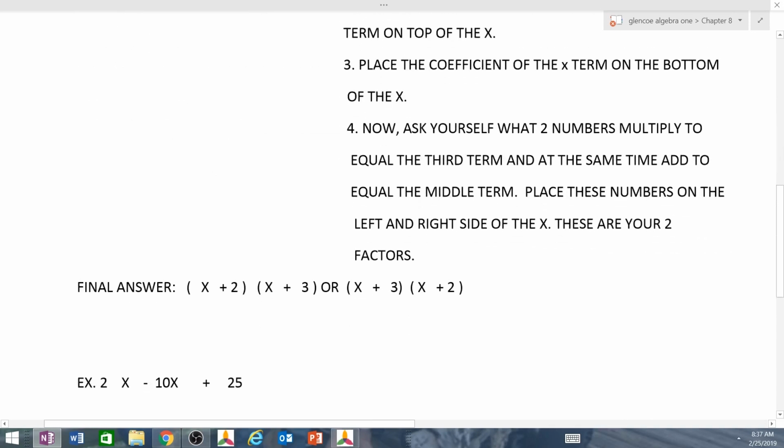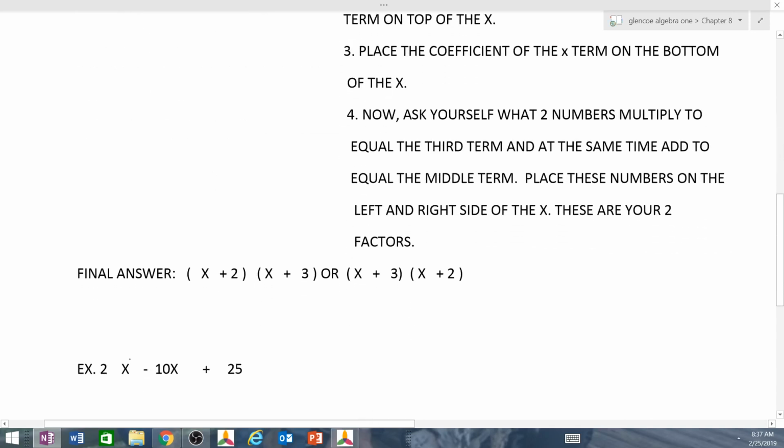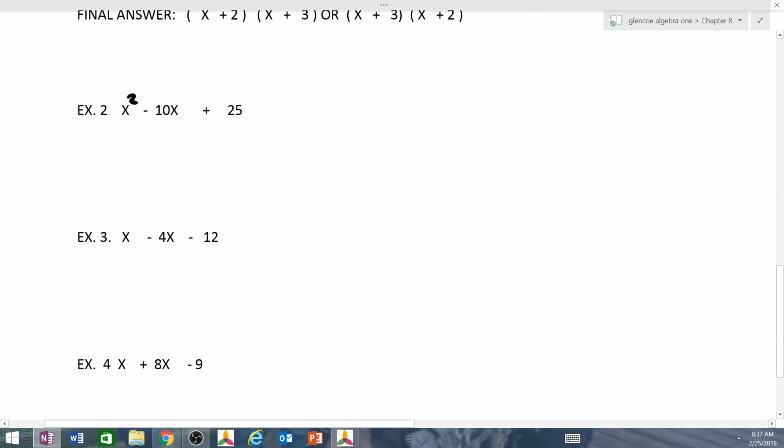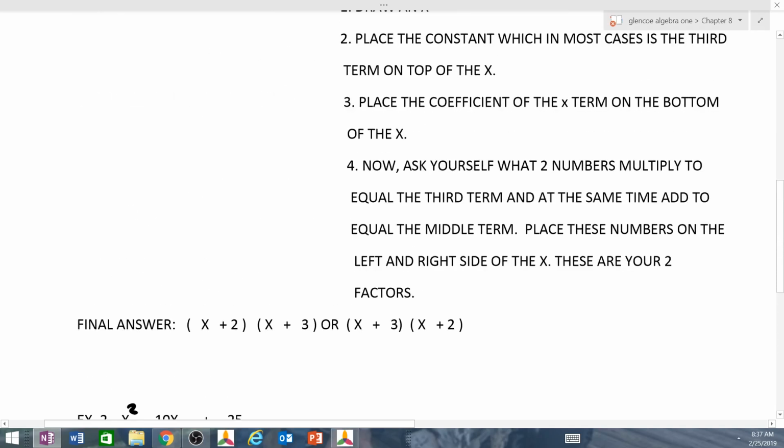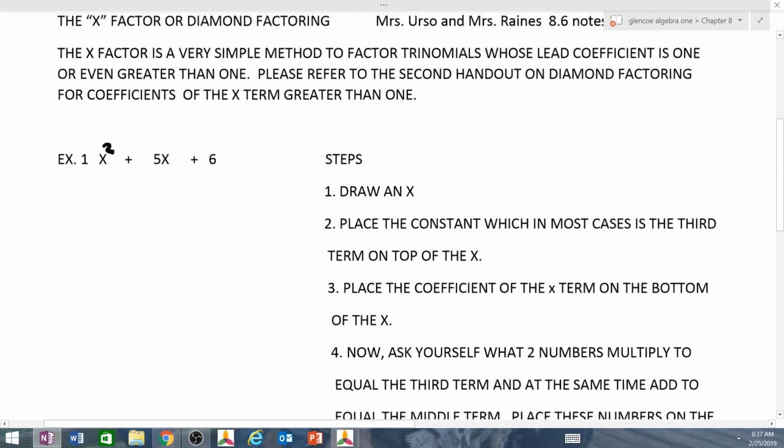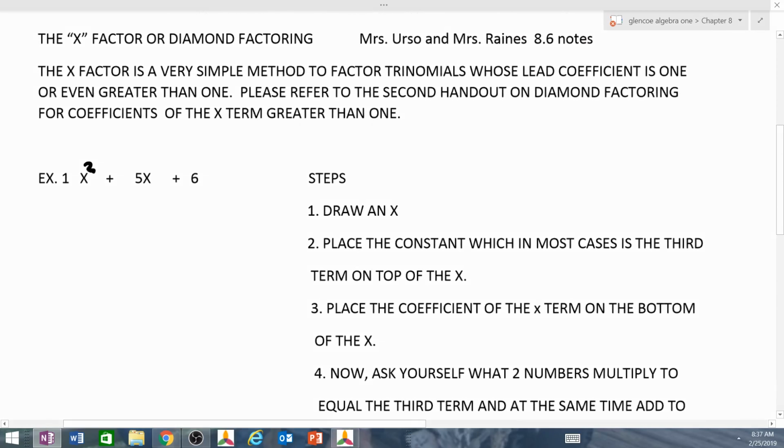So in all of these examples, the first term should be x squared. All right, here we go. So we want to factor x squared plus 5x plus 6. Again, the X factor is a very simple method to factor trinomials whose lead coefficient is understood to be 1, or even if they have a coefficient greater than 1.